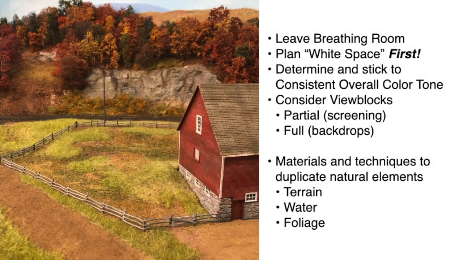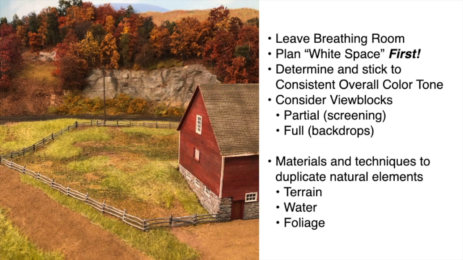With that in mind, let's start talking about how I achieve this on the layout. The first thing I do is to plan the scenes. A few thoughts on that. I always try to leave some breathing room, and I always plan the open areas first, what I call white space. Before I start constructing a scene and adding the scenery textures and materials, I determine and stick to a consistent overall color tone, whether that be green, rust colors like you see here, or leafless trees.